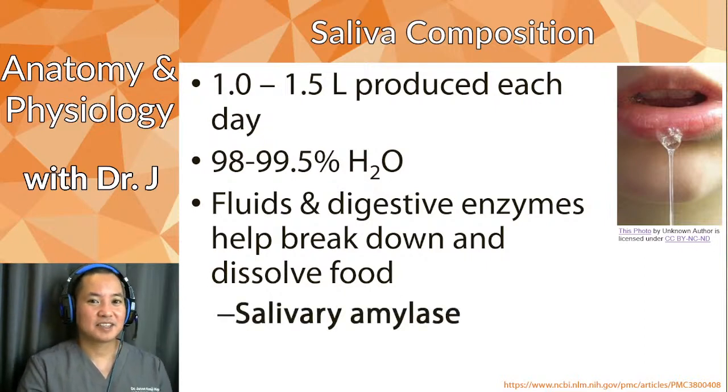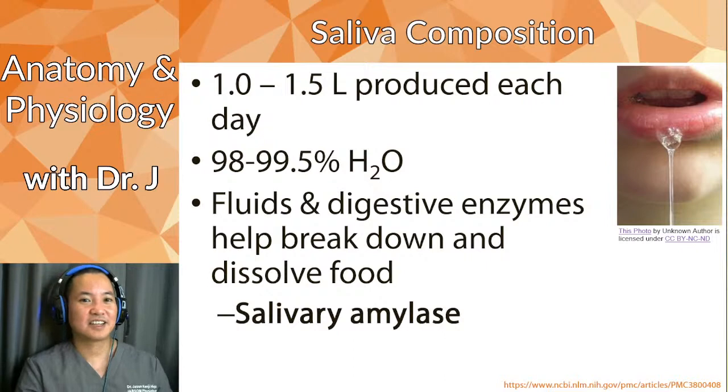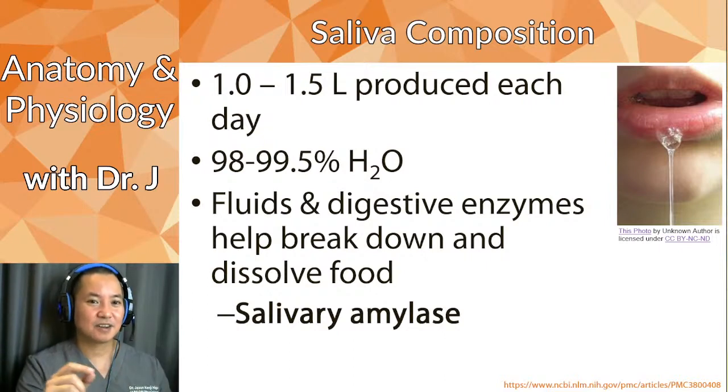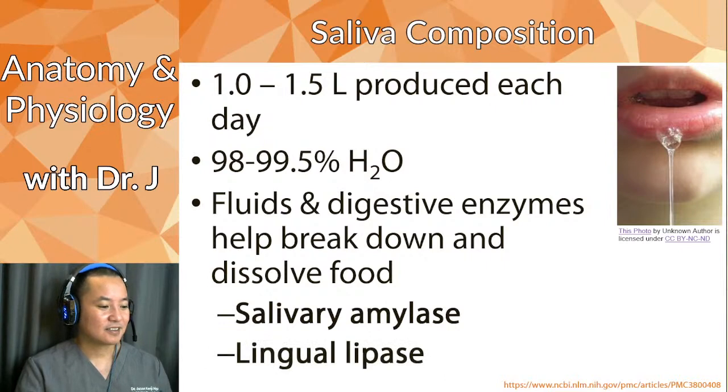So examples of these enzymes I definitely want you to know are salivary amylase, and amylase sounds like amylose, right? So that's the type of carbohydrate it specializes in breaking down, that linear chain of carbohydrates. And there's also something called lingual lipase. So lingual referring to the tongue, and lipase referring to lipids. So this is an enzyme produced by glands near the tongue that's going to help to break down lipids.